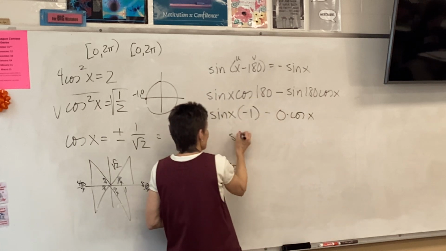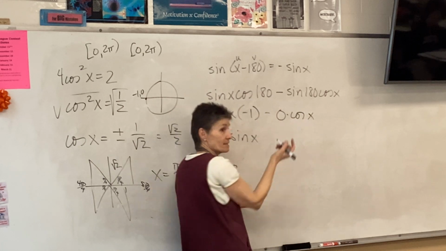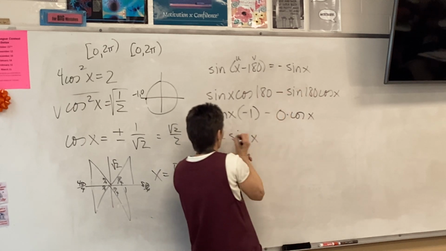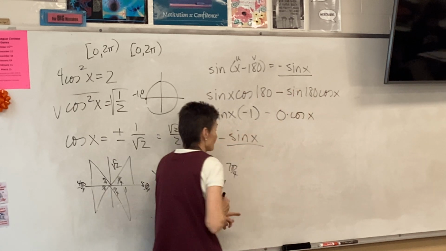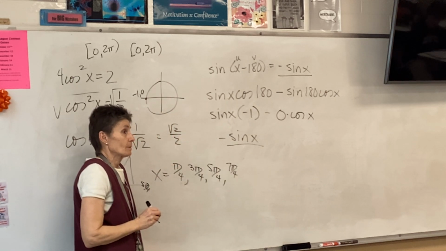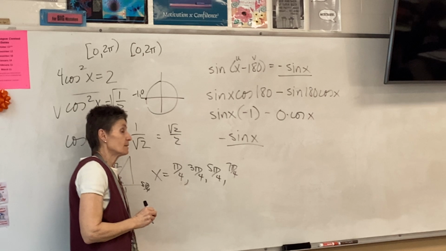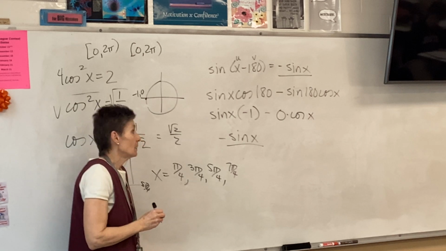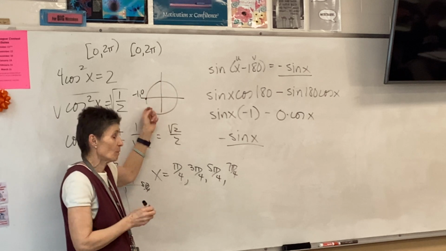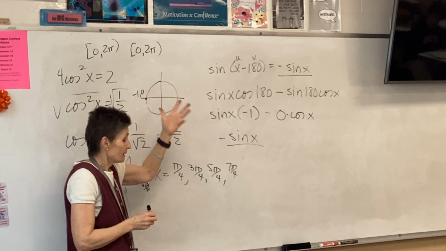So this is negative sine x minus 0. And look what you were trying to prove. Done. So we looked on the sheet, got our formula, plugged in the values that we could. Can't do anything with x, but we sure can with 180, and simplified.